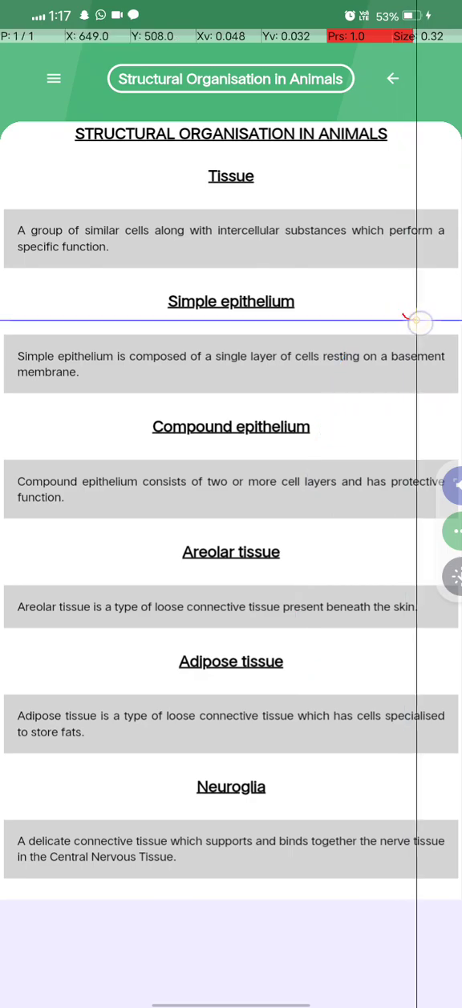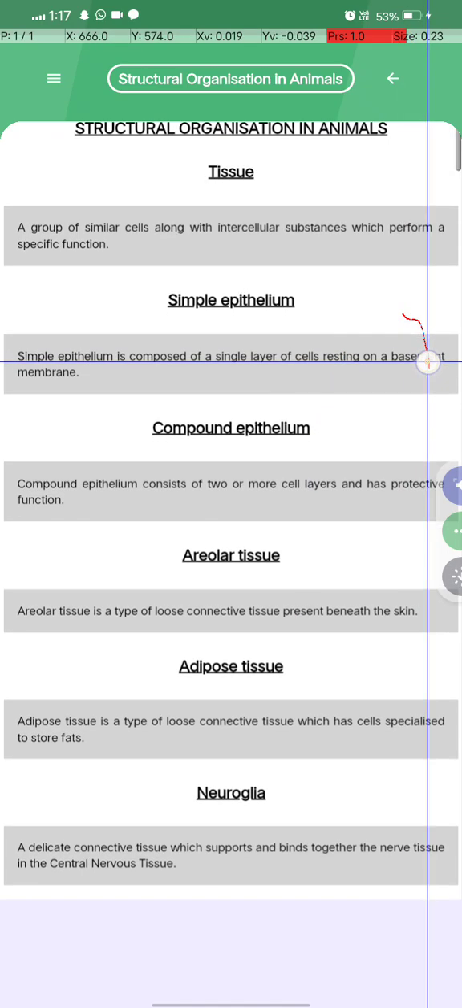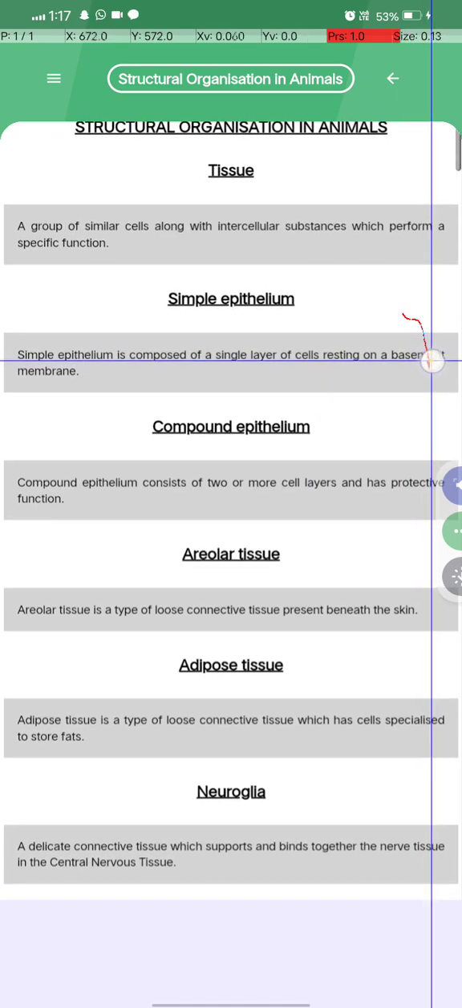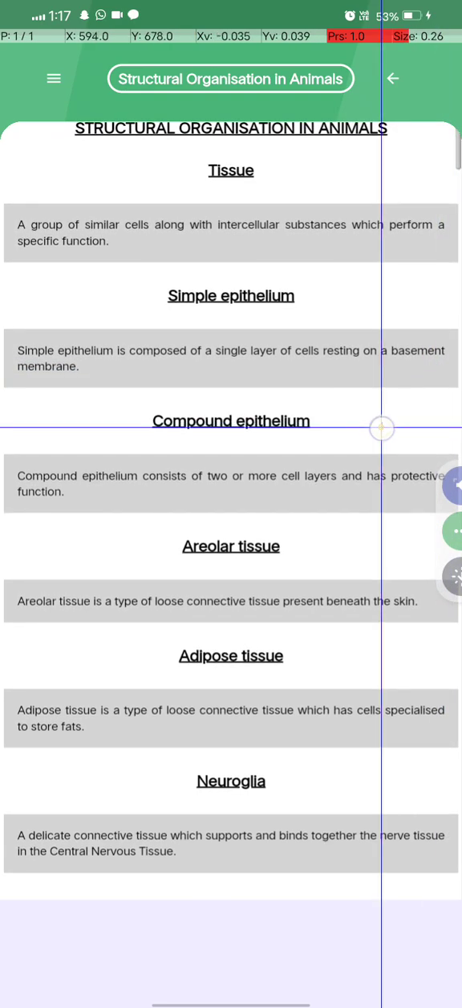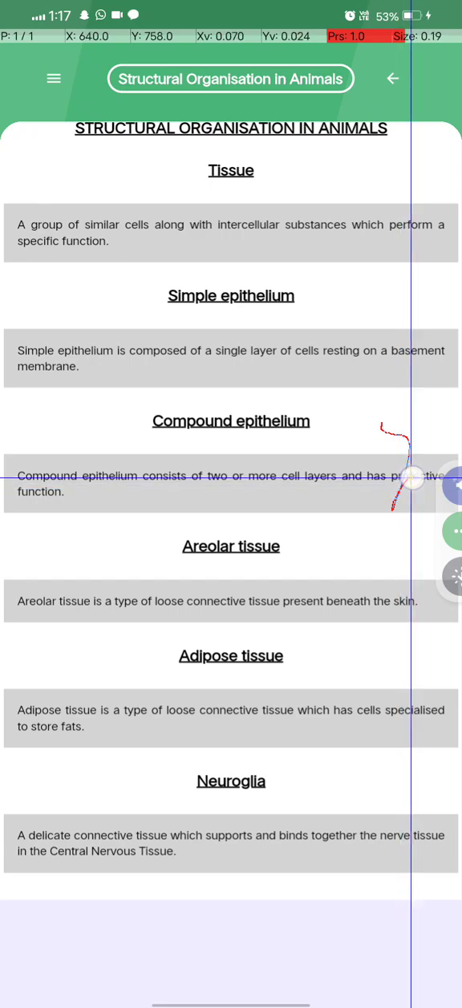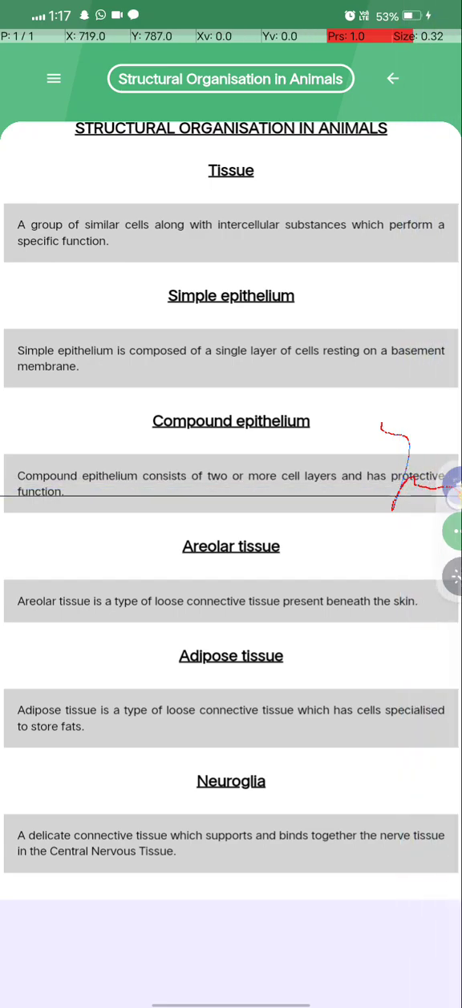नाउ स्टार्ट करते हैं सिंगल एपिथेलियम टिश्यू का. Simple epithelium tissue is composed of a single layer of cells and resting on a basement membrane. Compound epithelium क्या होता है? Compound epithelium consists of two or more cell layers and has a protecting function.